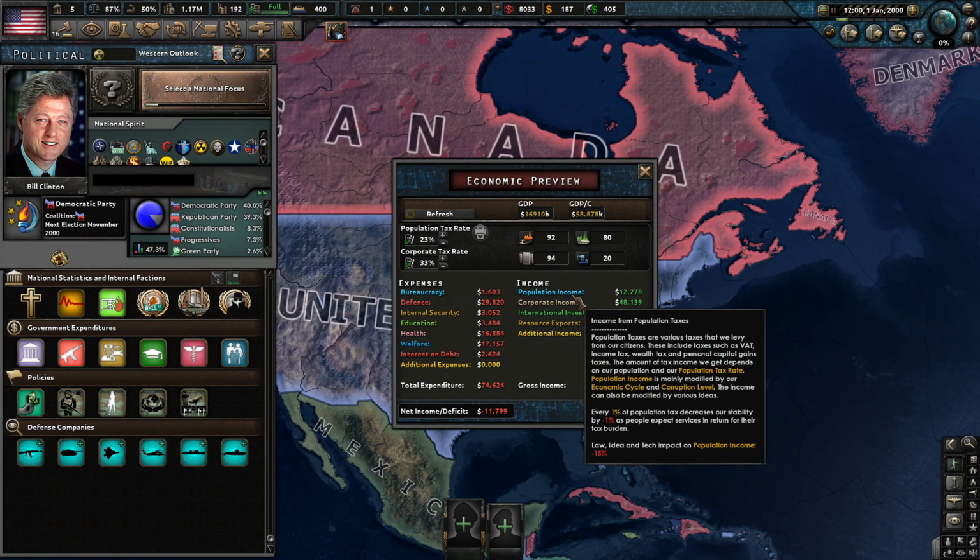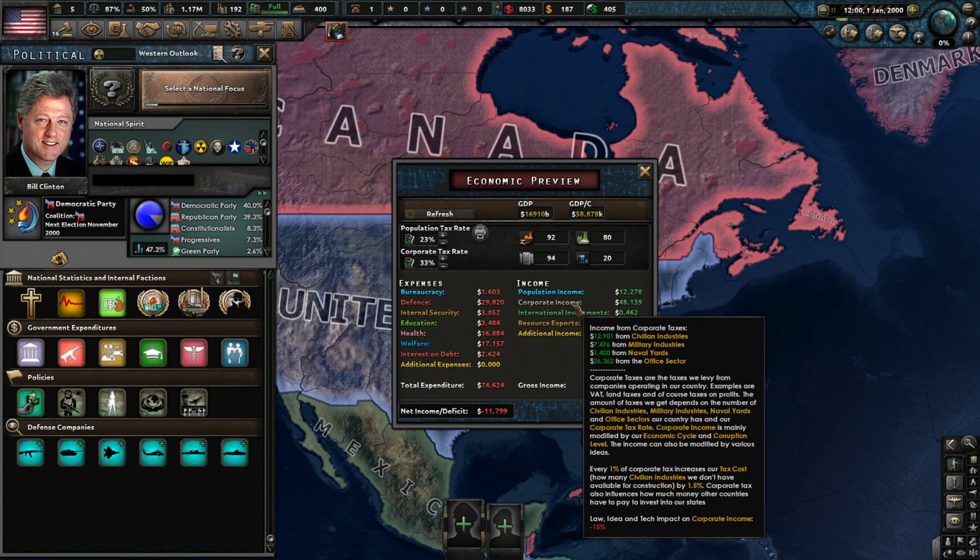Population income is directly correlated to the number of people in your country and varies based on the population tax rate. This income will be really high for nations like China or India, but will be almost non-existent for small countries like Monaco or Malta. It is important to note that raising taxes by 1% also decreases stability by 1%.